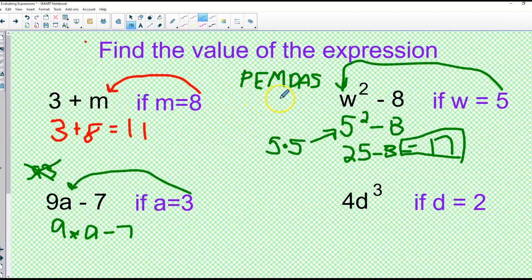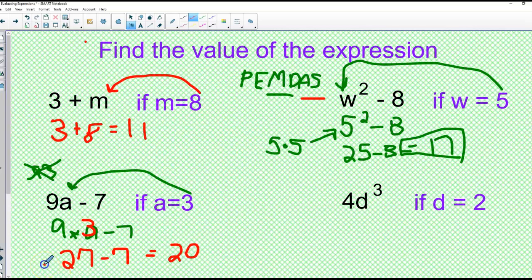So if we go back up here to our order of operations and look at this, right? Multiplication and division come before addition and subtraction. So that means I need to multiply first. I know that a is worth 3. So 9 times 3 minus 7. 9 times 3 is 27. And if I subtract 7, my answer to this would be 20.